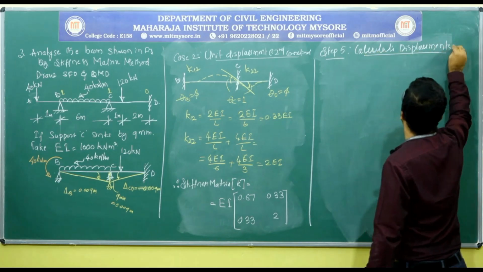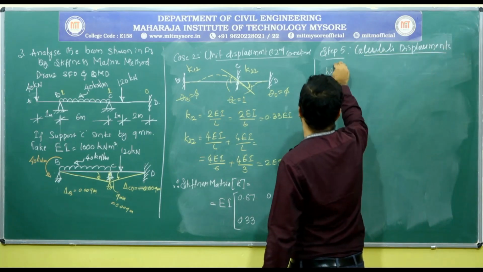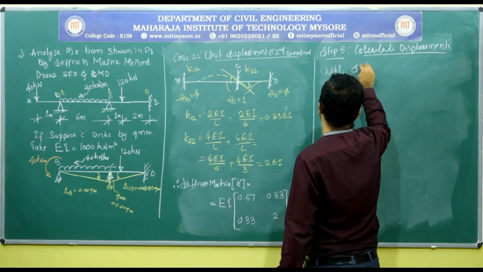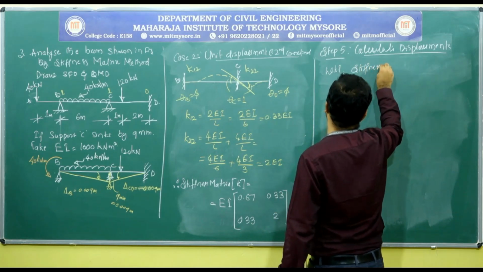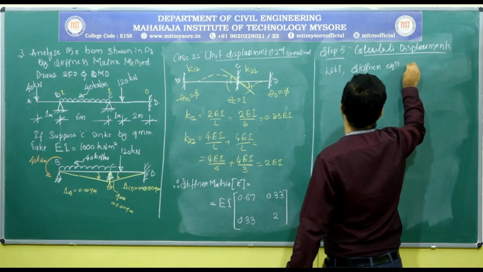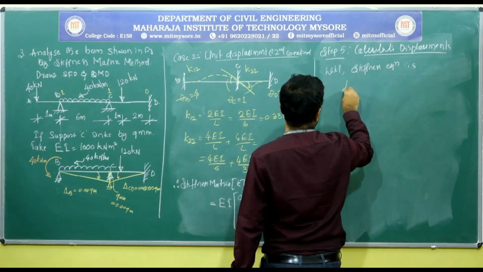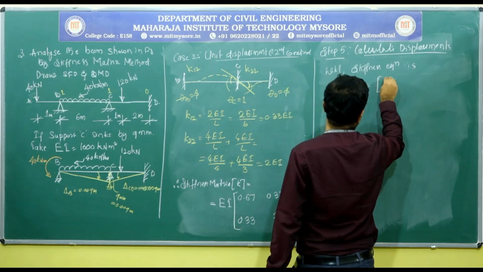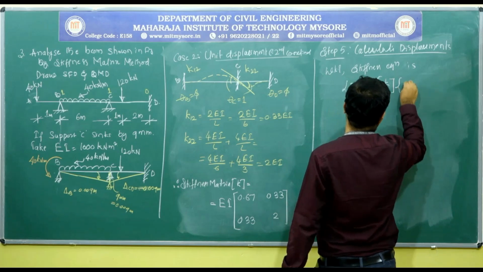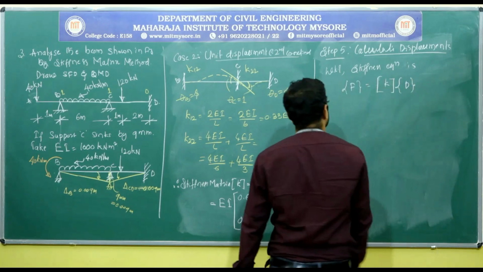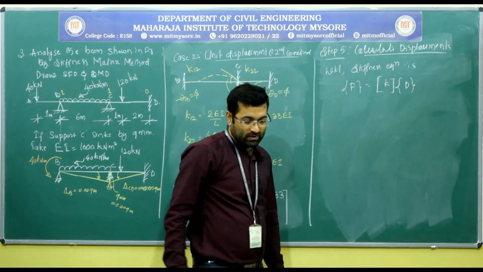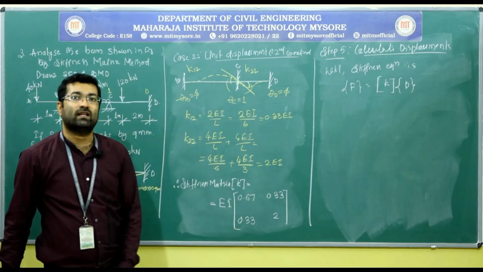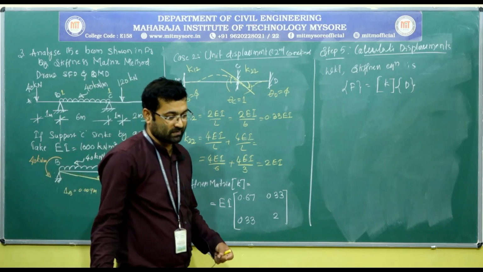Okay. So, we know that the stiffness equation is: force matrix equals stiffness matrix into displacement. As we have already calculated all these things, we can put them together and easily work out the displacement.